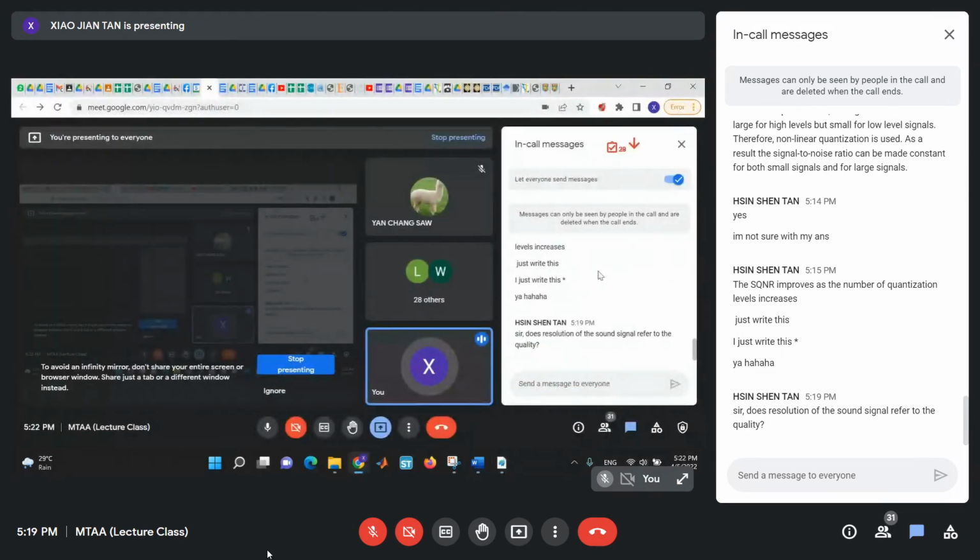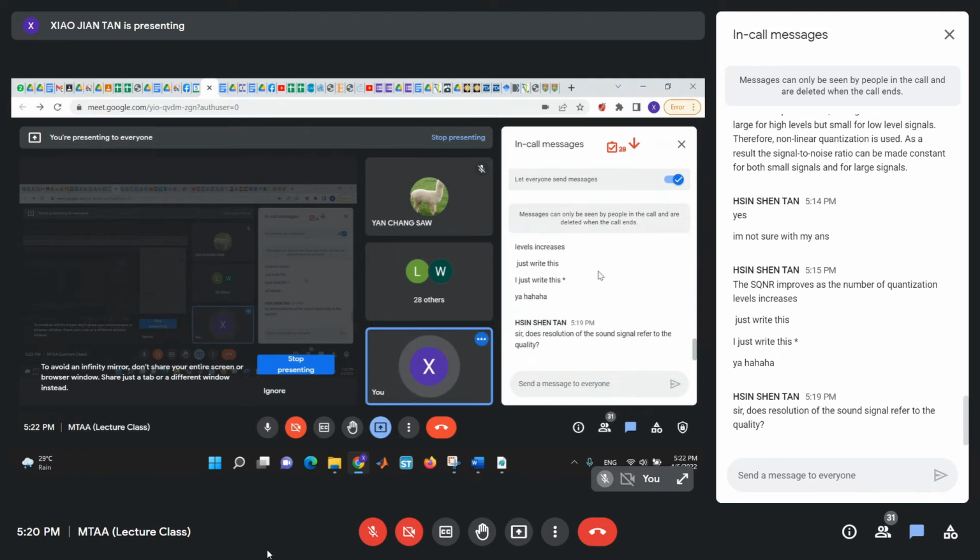Does resolution of sound signal refer to quality? Yes, you are correct. Because in terms of image processing, resolution is referring to the dots in X and Y, right? So higher resolution means you have HDTV, Ultra HDTV, and etc. When you change the concept to audio processing, it is referring more or less the same. It is referring to quality as well.